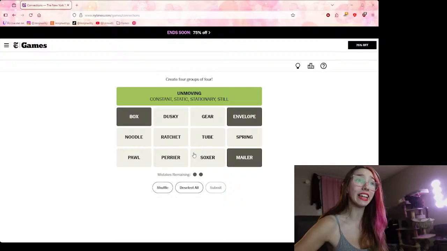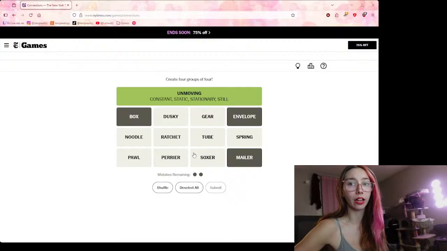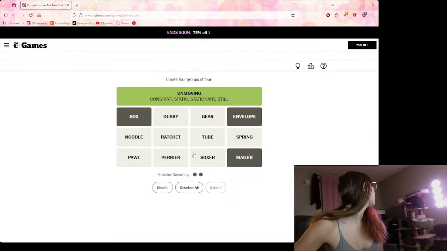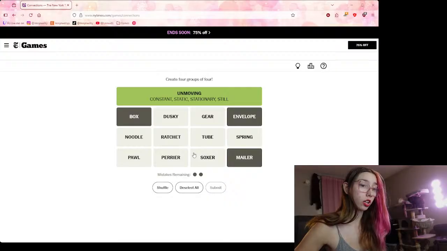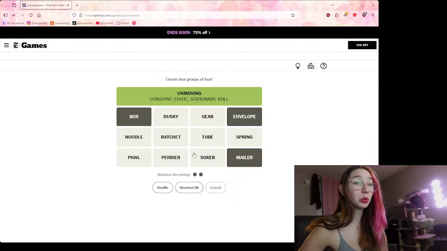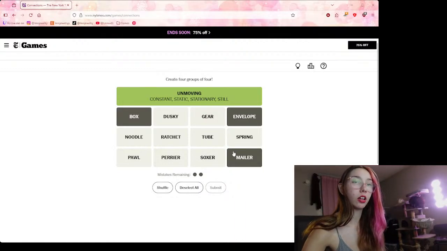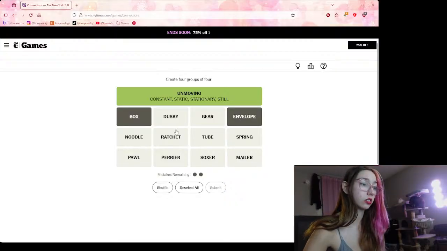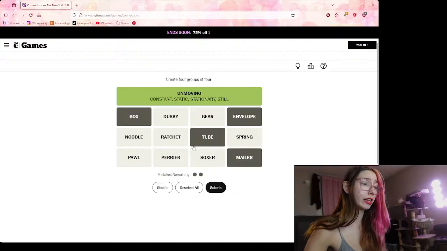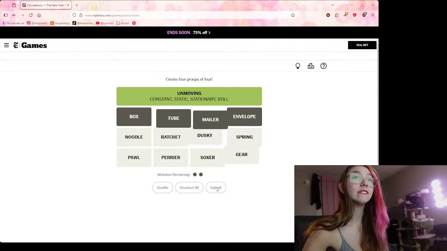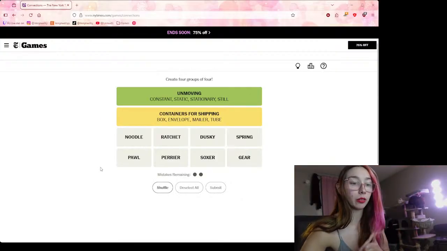The options are dusky, gear, noodle, ratchet, tube, spring, pawl, P-A-W-L, Perrier, and soccer, S-O-X-E-R. Any ideas on what the final word could be? It's Perrier, not carrier. I'm thinking tube, but also if I get it wrong, I might scream my head off. So. Ratchet, a spring, a gear. A ratchet, a gear, a spring? Oh, it was tube. It was tube. Okay, it was tube. I was a little nervous.